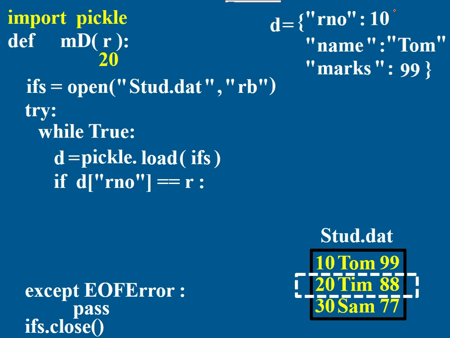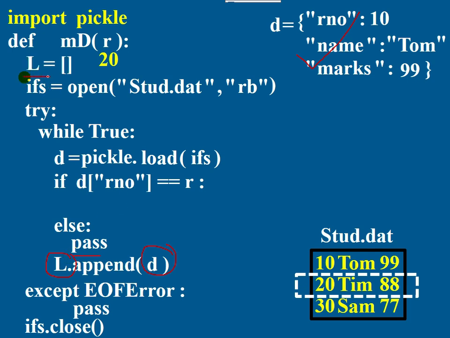But in case 1, D of RNO is 10, roll number whose marks you want to modify, example taken 20, so they are not equal, control will go to else part, pass. Pass means empty statement, which means you don't need to modify this dictionary, and the dictionary is appended to list L. So initially L is an empty list. So now the first record, the first dictionary is appended to list L, and it is represented as D1.